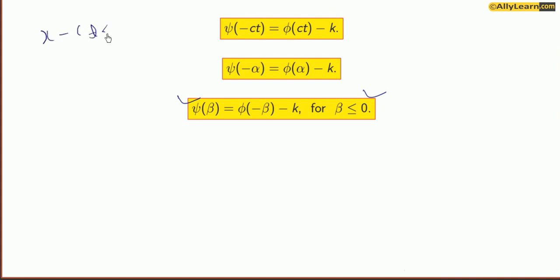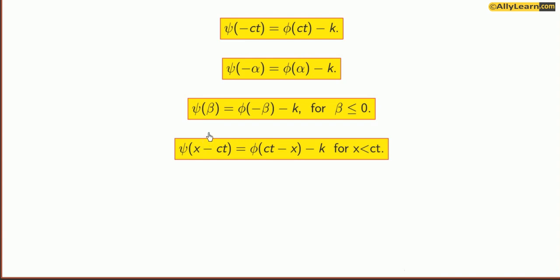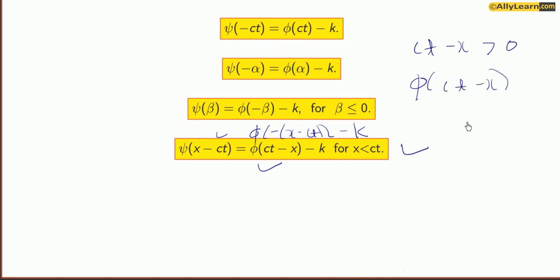And now as x minus ct is negative, we can obtain the value of psi of x minus ct using this relation, where beta is non-positive and psi of beta is defined in this way, phi of minus beta minus k. So psi of x minus ct equals phi of minus (x minus ct) minus k. So phi of minus (x minus ct) becomes phi of ct minus x, and this is for the case x is less than ct. Now as ct minus x is positive, phi of ct minus x at this value we can write from the expression for phi that we obtained previously.